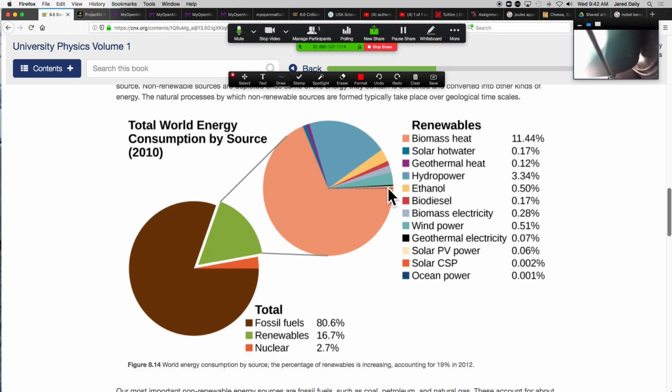And this is how much of it we use. Look at this chart right here. That little pale pink sliver, that's nuclear. No, that's not it. Sorry, it's this orange one that is nuclear. 2.7. I was looking at the wrong circle. 2.7% of the world's energy is nuclear. That is ridiculous.